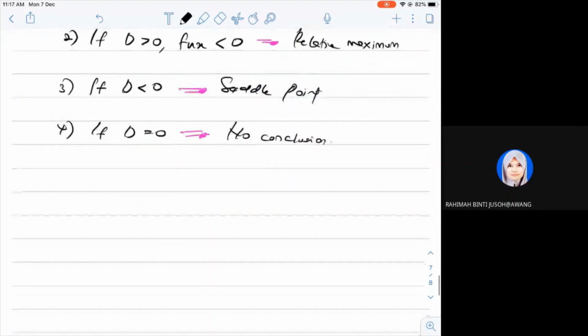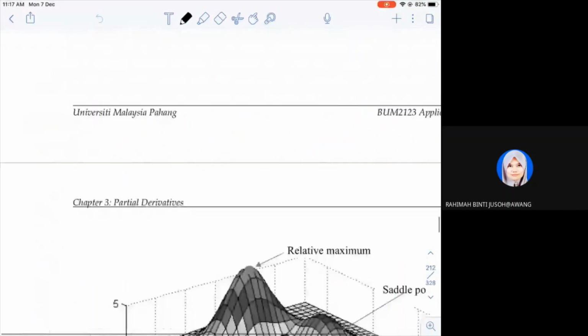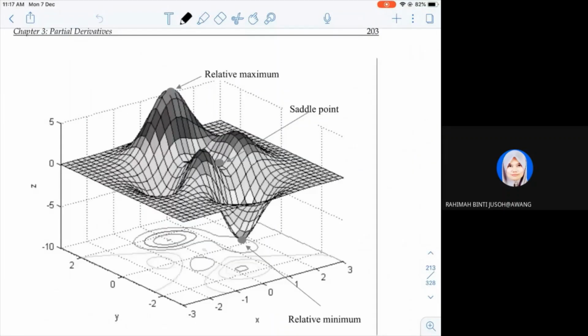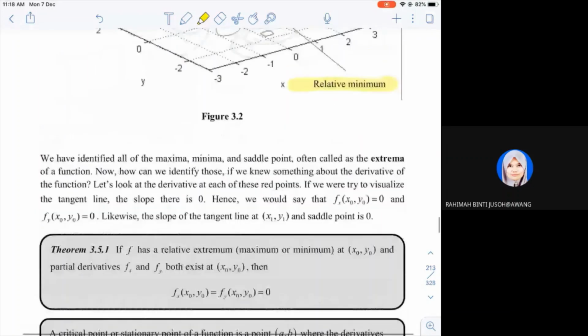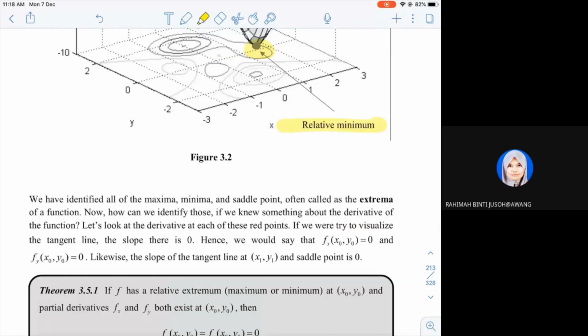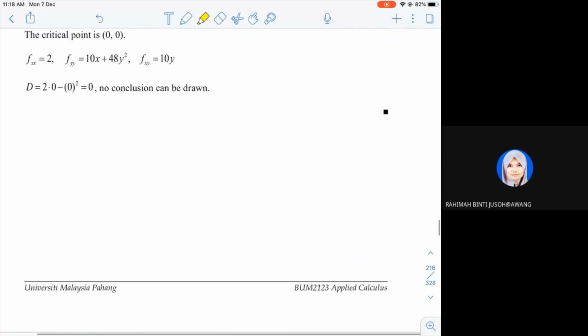Alright, so let's do one question. Exercise 3.5. This is the illustration figure of relative maximum. It is the peak. Usually the relative maximum is a peak. Saddle point is the point in between, the point between two peaks. We call it saddle point. And this point is called relative minimum. Don't worry, we won't ask you to draw. We only ask you to make a conclusion based on calculation. Okay, so let's look at exercise 3.5.